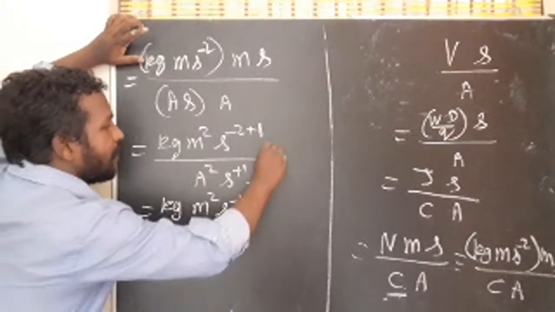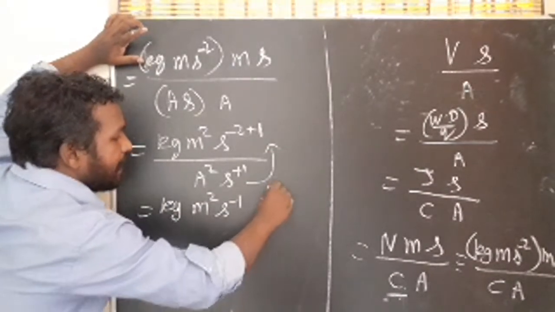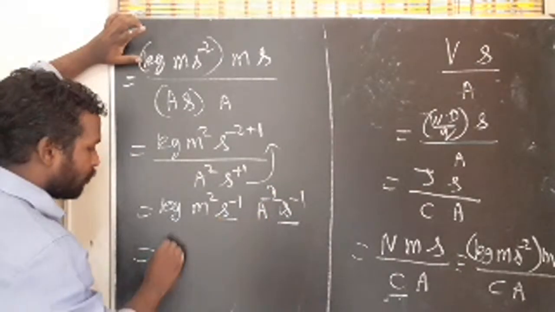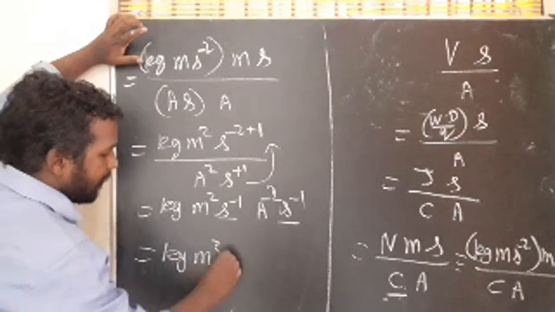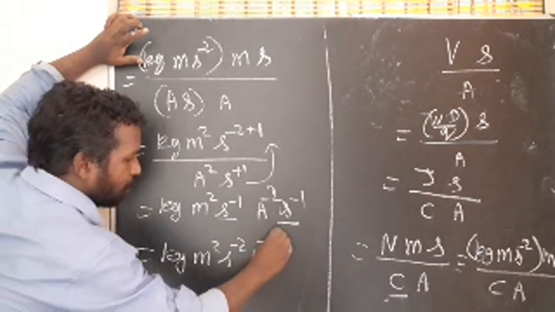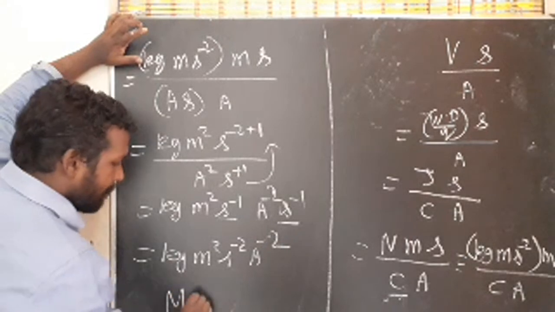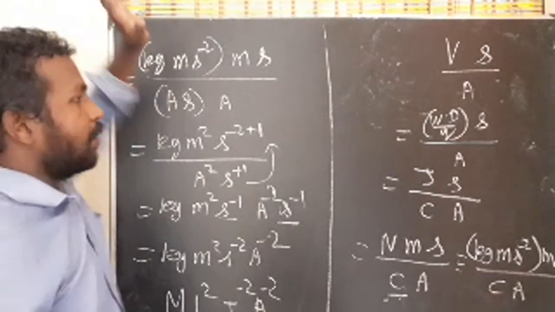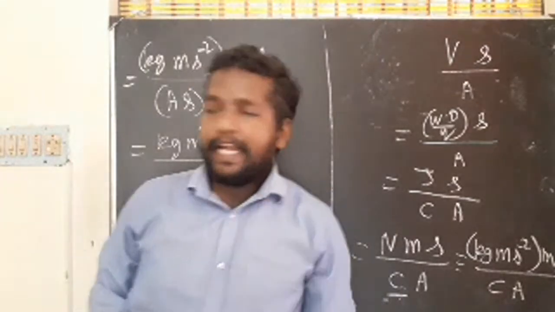From the denominator, taking it to the numerator, ampere minus 2, second minus 1. So we get minus 2: kg meter square second minus 2 ampere minus 2. The dimensional formula for this is M L power 2 T power minus 2 A power minus 2. So it is the dimensional formula for inductance.